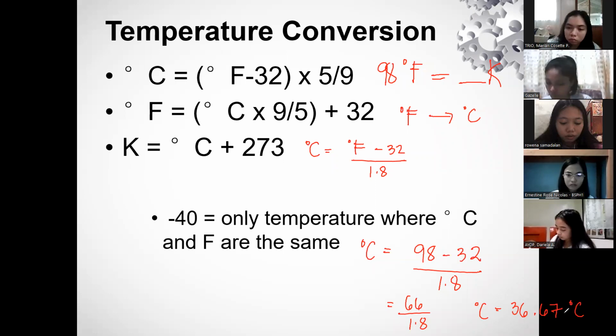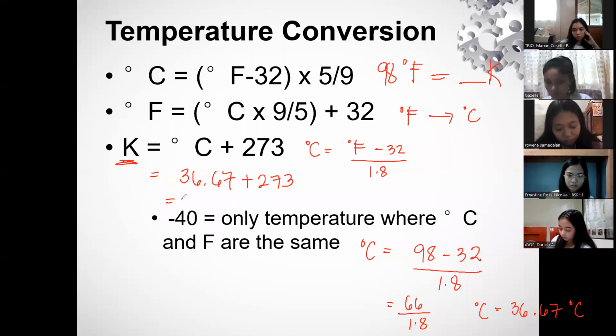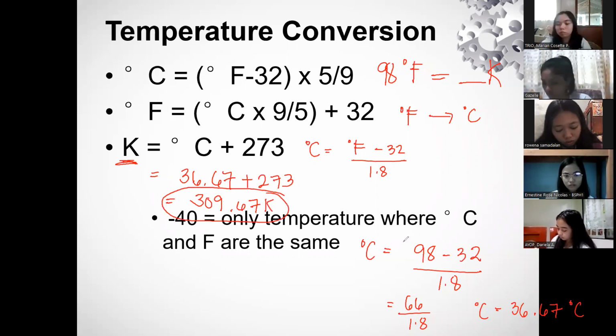So kapag meron na tayong degrees Celsius, ito na yung time na mako-convert natin siya sa Kelvin. So this will be 36.67 degrees Celsius plus 273. Plus 273. This is 309.67 Kelvin. So ito na yung final answer.